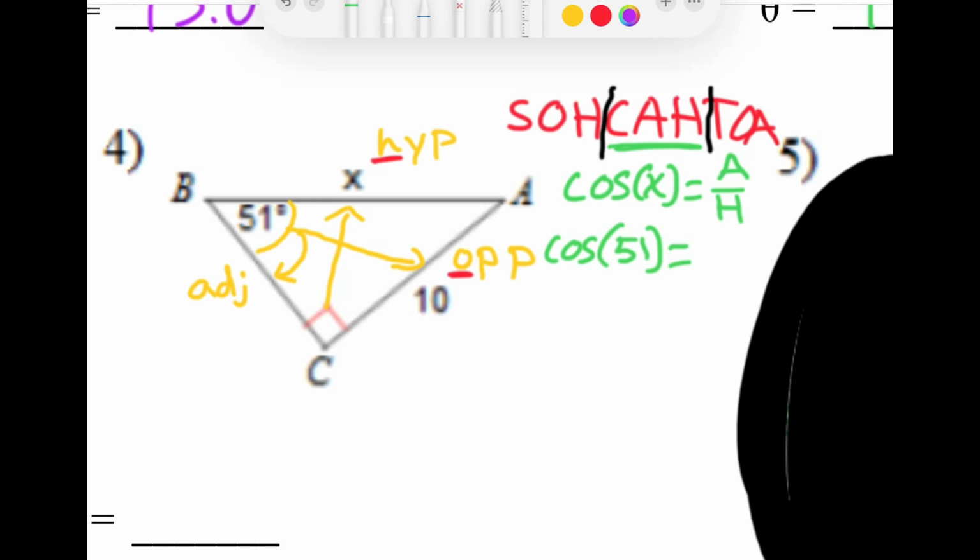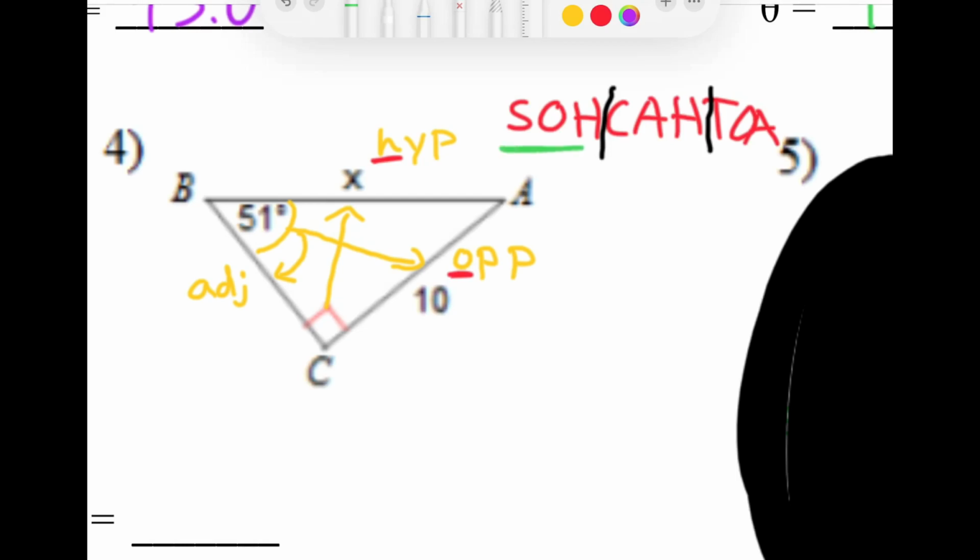Equals, oh, my bad. I am so sorry, guys. Give me 1 second. So we did not have adjacent and hypotenuse sides. We had our opposite and our hypotenuse side. So we are dealing with our sine, not our cosine. So sine of the angle measurement is opposite over hypotenuse.